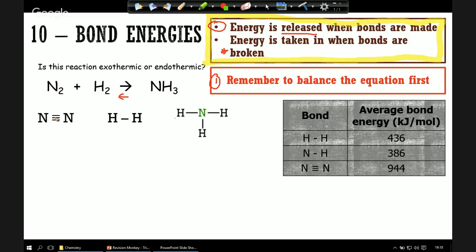So here it tells you that N2 is N triple bonded to N, H2 is H-H, and ammonia is NH3. They will also give you a table that looks a little bit like this, which shows the bonds and the energies involved. So what I'd like you to do is have a look at this question. I'd like you to balance it first of all, and then use this information and the bond energies over here to try and answer this question, please. Is the reaction exothermic or endothermic?